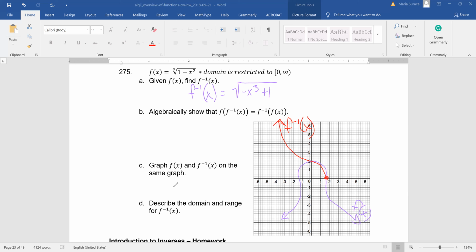Now, the next part asks us for the domain and range of f inverse. We can see that the domain of f inverse is all real numbers, or negative infinity to infinity. But the range, even though it's going down to negative infinity, stops at 2. So our range is going from negative infinity to 2 inclusively. That concludes the problems from this section.